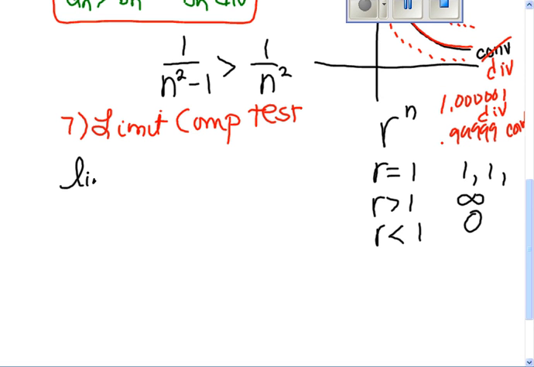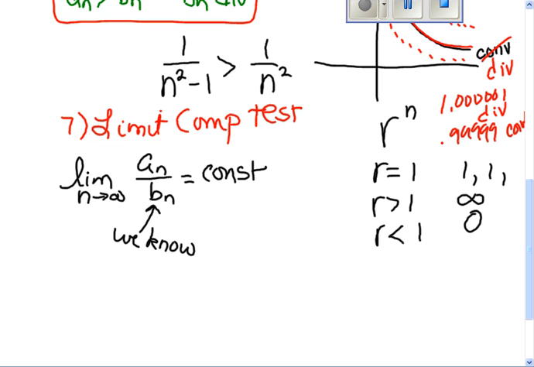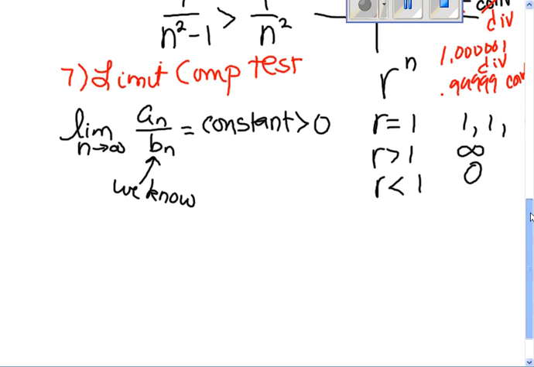But it's the limit as n goes to infinity of a sub n over b sub n. B sub n is the one we know, at least that's been my experience. If I put that in the denominator, it works out nicely. If this is equal to a constant, the constant must be greater than 0. If it's 0 or infinity, we don't know anything. So that's a problem. You'll try this test and it's going to fail because you get 0. You go, okay, that didn't work.